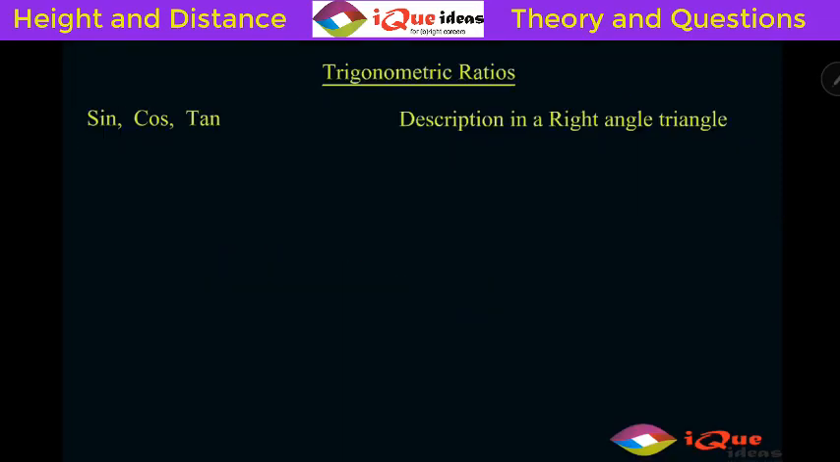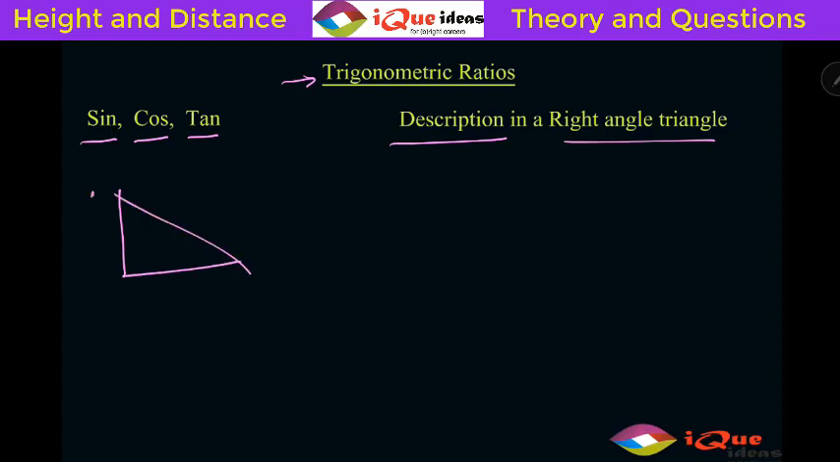Okay. Now there is some application of trigonometric ratios in questions of height and distance. All right. So what we'll do is we'll take some basic ratios of trigonometry, that is sine, cos and tan, and we'll describe them in a right angle triangle. Okay. Let's say there is a right angle triangle like this. Let's say this is A, B, C, right? This angle is 90 degree. So let's consider one angle, let's say alpha angle, right? Or this is C angle.